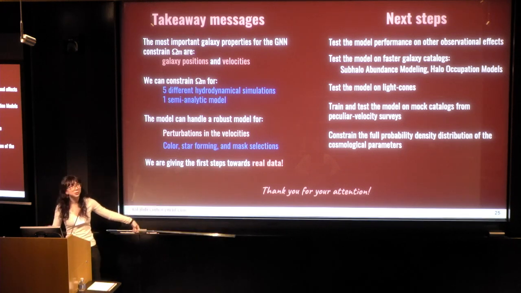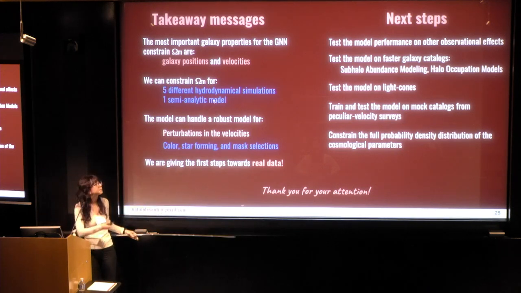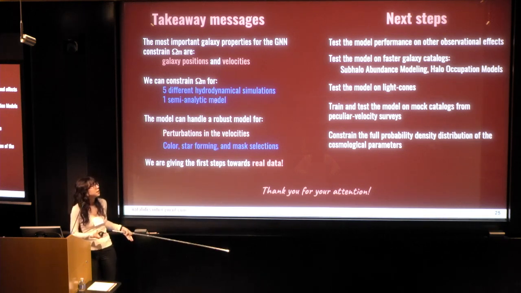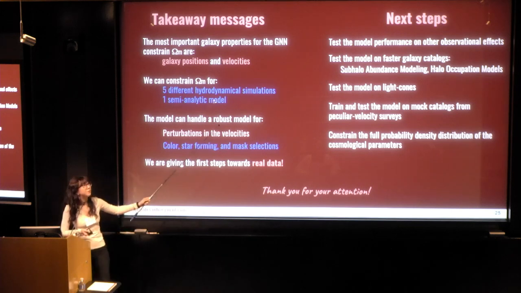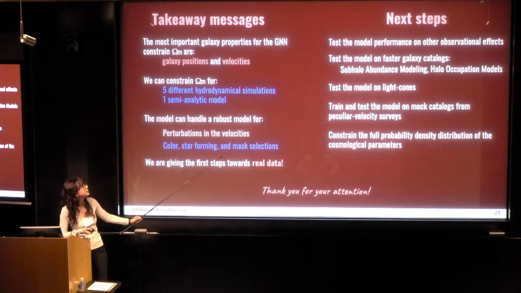Next steps, of course, we do have them. First, we can try to change these catalogs and train other models to take other real-world problems into account. Of course, we have to see if this model is going to be able to handle other faster techniques to get halo and galaxy catalogs. So, for instance, subhalo abundance matching techniques or even catalogs made with HODs.